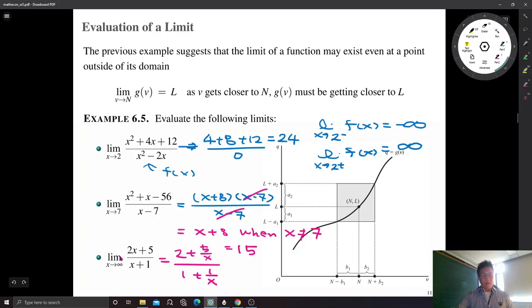Then now we let x grow large. As x grows large, 5 over x, we divide a finite number by an infinite number, so we can see that 5 over x goes to 0. And 1 over x also goes to 0. So these two fractions will be a very tiny number. So we can see this function is approaching 2 over 1, that is 2.